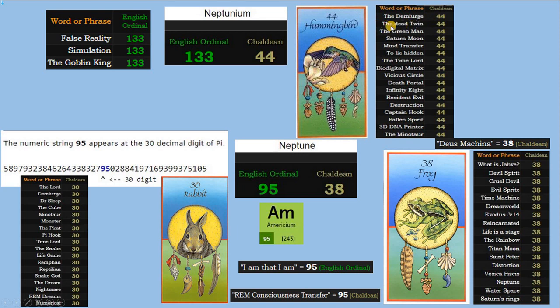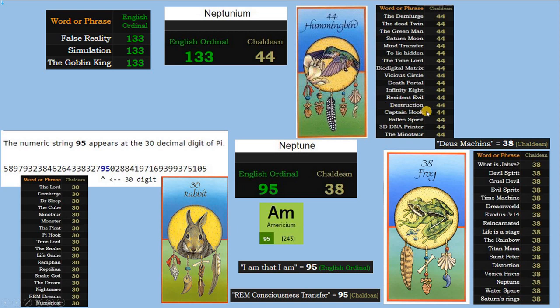We have the dead twin, the green man, those two are the same, that is the green goblin. We have Saturn moon, mind transfer, to lie hidden. So the device, the God machine I've spoken about in the second video, is hidden. Then we have the Time Lord, confirming this is about Saturn. We have biodigital matrix, vicious circle, this is pi, death portal, infinity 8, this is the time loop we are stuck in. Resident Evil, this is indicating the nature of this reality.